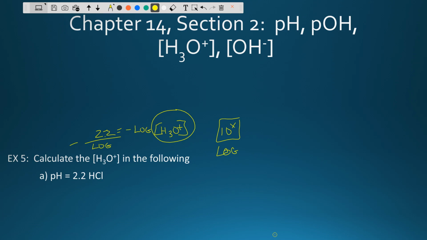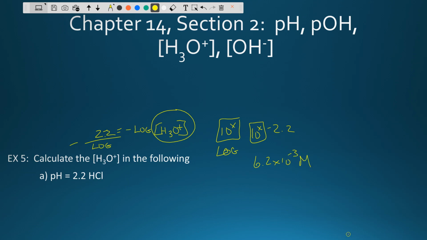And so all I have to do is take my 2.2. Now be careful, you have to use negative 2.2. You just hit your 10 to the x key and negative 2.2. Some calculators you have to enter negative 2.2 and then your 10 to the x key, either way. Okay, so just watch out for those types of circumstances. And when I do take the anti-log of that, I'll end up with a value of 6.2 times 10 to the negative third. And that's going to be a molarity.